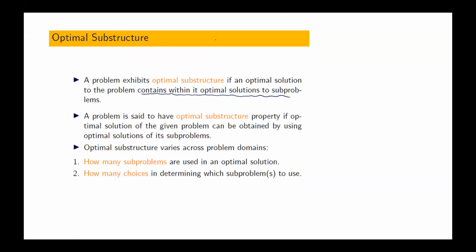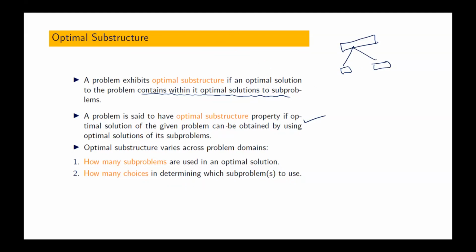So this definition means the optimal solution to the problem contains within it optimal solutions to subproblems. What does it mean? Indirectly, this subproblem solution is there, and this subproblem solution is there. Using these, I can find the solution to the bigger problem.